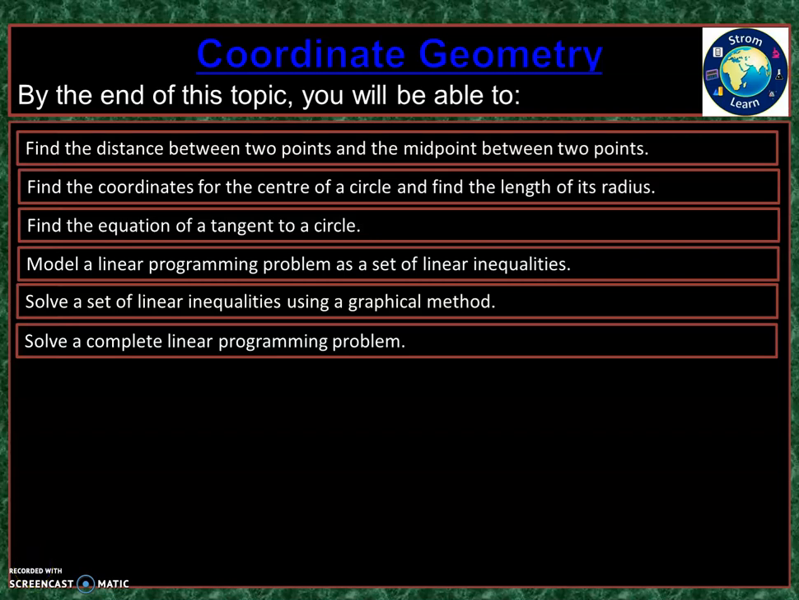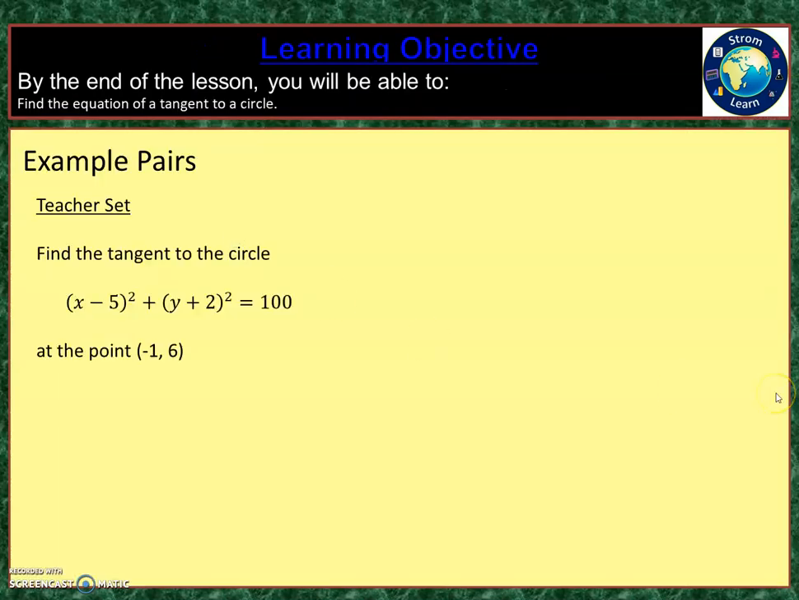Hello and welcome to this third video on coordinate geometry, and in this video we're going to explore tangents to circles in a little bit more detail. So we have here the equation of a circle. You should be familiar with this from the last video, and we're told to find the tangent to this circle at the point -1, 6. So presumably the point -1, 6 lies on this circle.